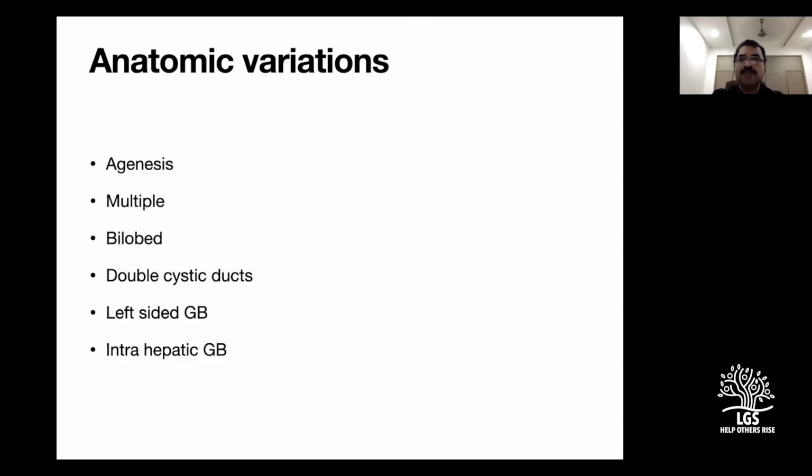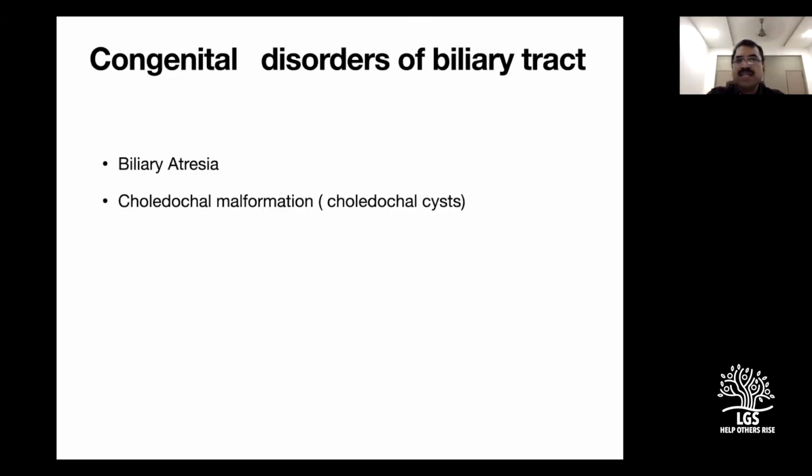These are all clinically significant when there are symptoms of cholecystitis, and when you image the abdomen for abdominal pain, you may find absence of the gallbladder. It may be due to agenesis, or due to a location difference of the gallbladder, or it may be a purely intrahepatic gallbladder. There are some congenital disorders of the biliary tract like biliary atresia and choledochal malformation like choledochal cyst, which I am not going into in detail.